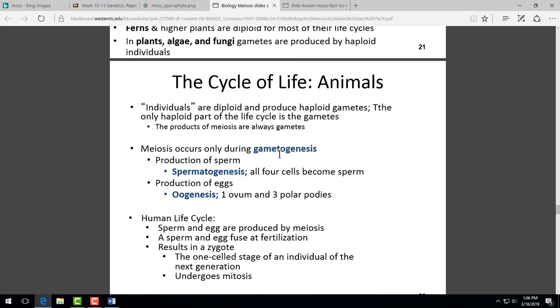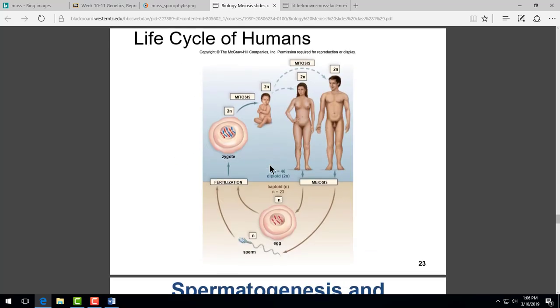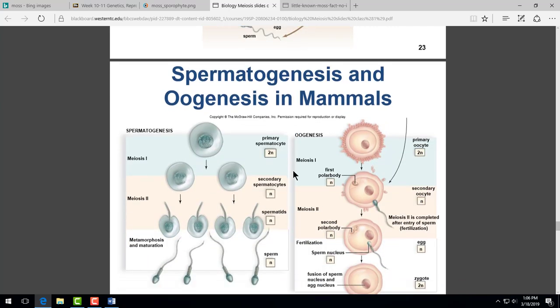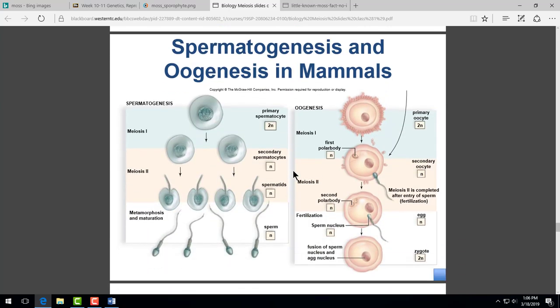And we said there was a slight difference in humans with eggs versus sperm. We know that at the end of meiosis, we're supposed to get 4 haploid cells, right? But in females, we don't get 4 egg cells. We get 1 egg cell and 3 little non-functional polar bodies, because women don't need as many eggs as men need sperm. So this is the process side by side.